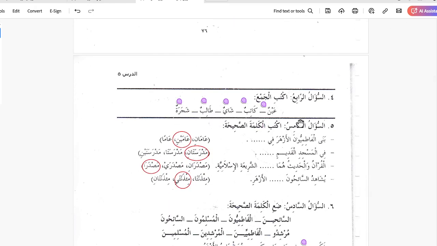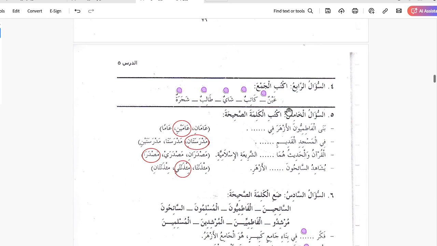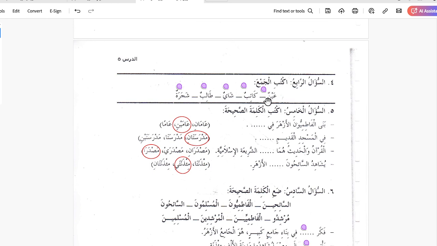As-Sawalul Rabi'u, the 4th question, Uktubil Jama, write the plural here. Ainun, ayunun. Katibun, so Katibuna or Kutabun, there is more than one plural. Shayun, it has no plural, so it's going to stay Shayun. Talibun, Tullabun. Shajaratun, Ashjarun.